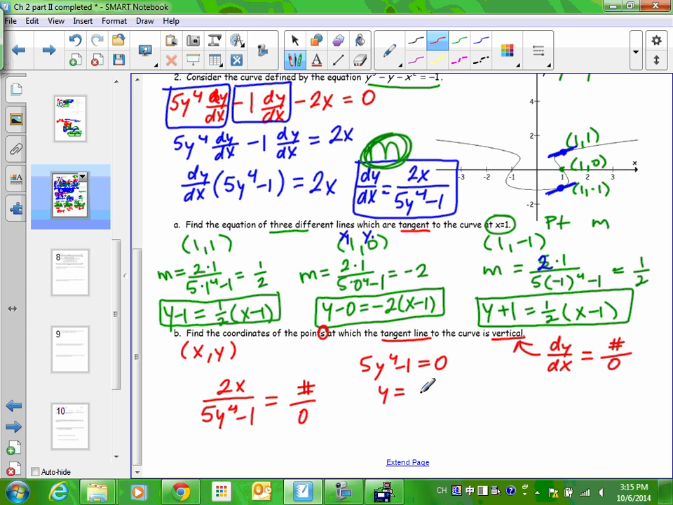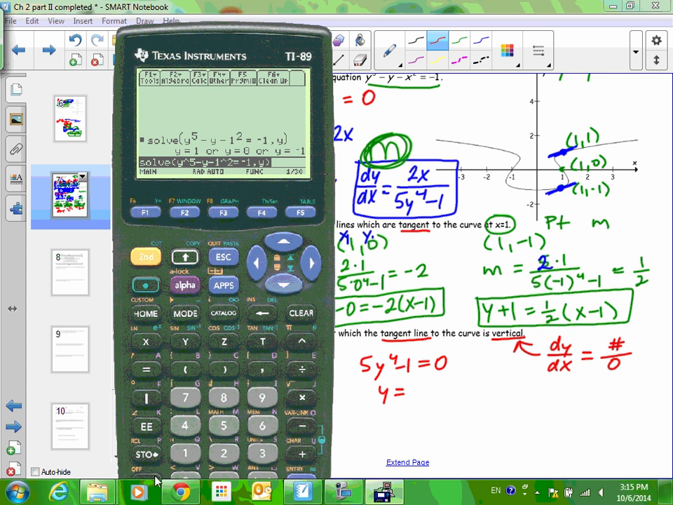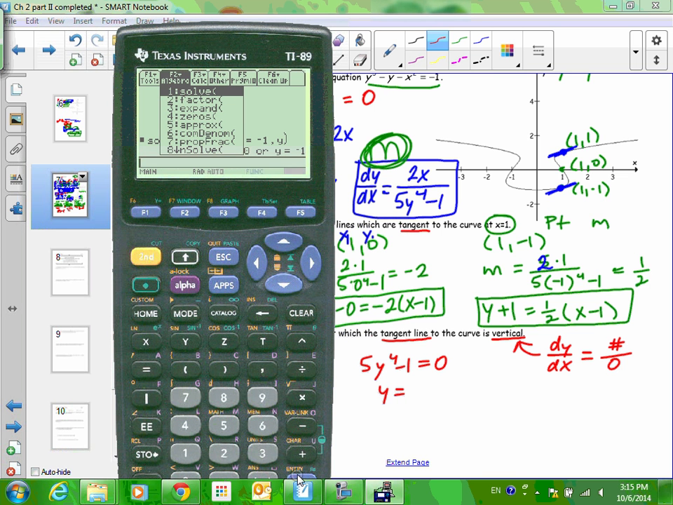Again, we could do this by hand. It's not the hardest thing in the world, but I think we need to practice the calculator. So let's do that. Let's solve 5y to the 4th minus 1 equals 0, comma y.